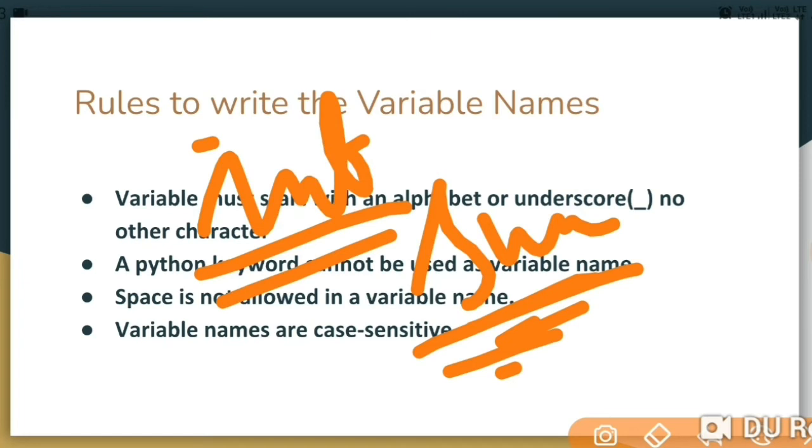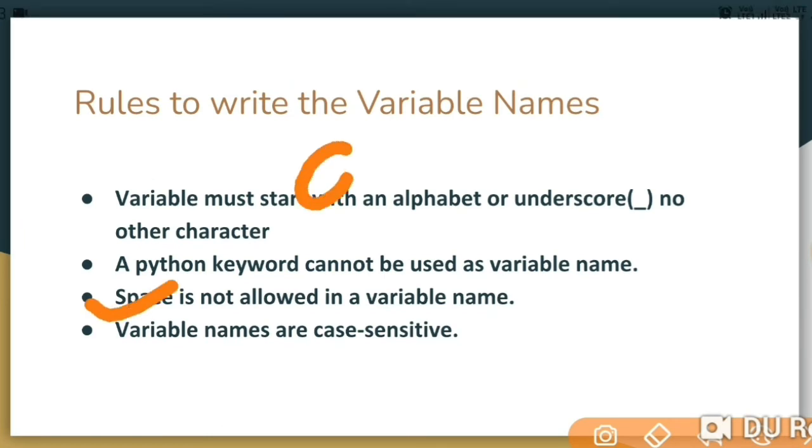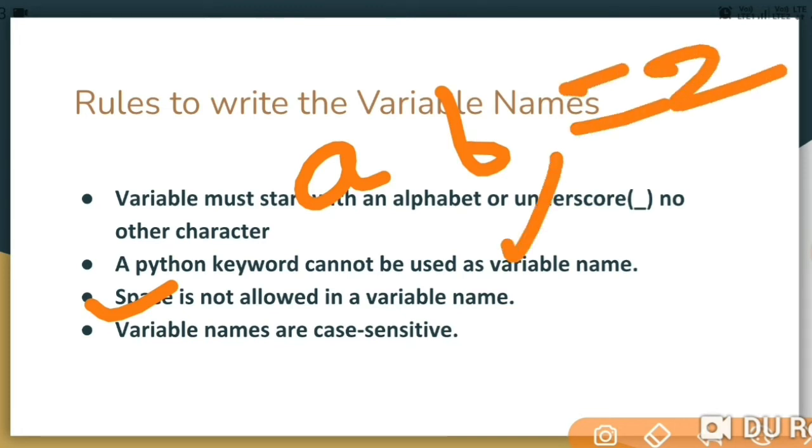Otherwise, it will not be acceptable. Got it? Now, the next one is that space is not allowed. Suppose there is a variable a space b equals 2. It will not be accepted because there is a space in it. So space is not allowed if you are giving the name of any variable. So space is not allowed in a variable name.